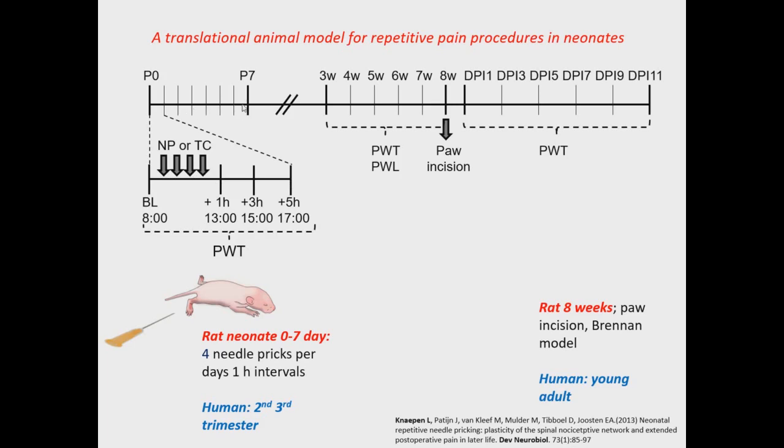We do that for 7 days, and then we wait for 8 weeks. We also monitor what happens after stopping this and further development, and then we induce a paw incision, a Brennan model, a kind of post-operative animal model, to mimic the post-operative situation in an adolescent. And then we study the effect of this paw incision on the pain for the next, let's say, 10 to 11 days.